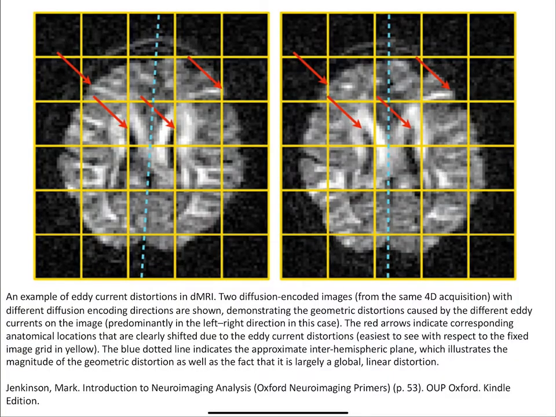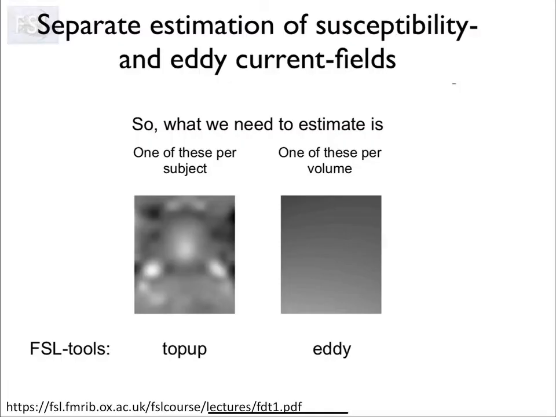This is another picture from the book, which is showing different diffusion directions, and you sort of see here, if you're looking at this ventricle, it's very close to this place here, and now it's displaced by quite a bit. So there's a lot of distortion that can go on. As we're changing the direction of the diffusion gradients, the shape of the brain also changes a lot. So what we have to estimate typically is one field homogeneity map first up, and we'll use topup to correct for that. And then for the eddy currents, we have to correct each volume separately, because that's changing with gradient direction.